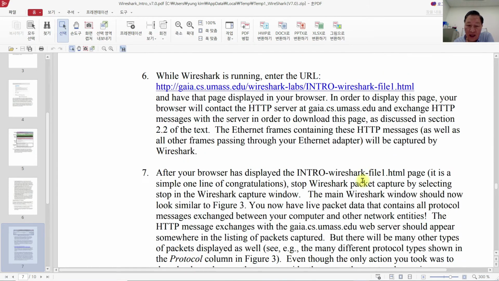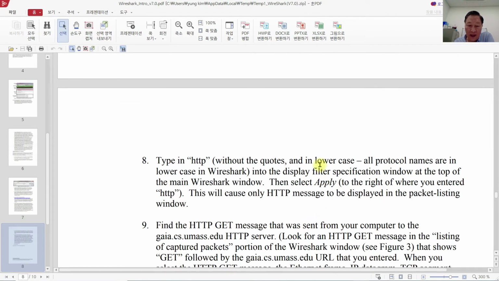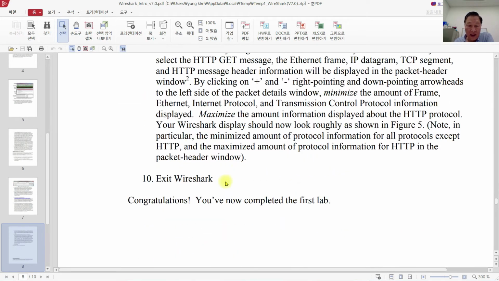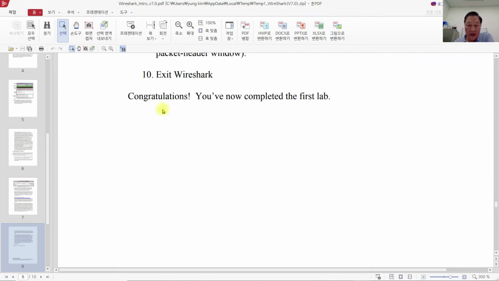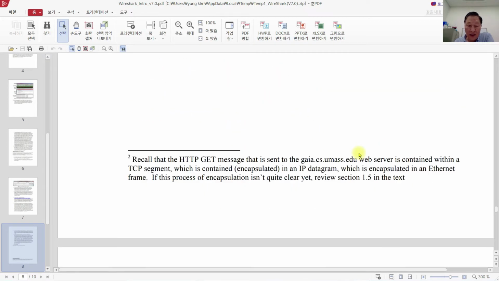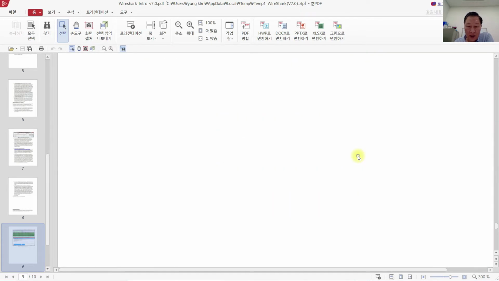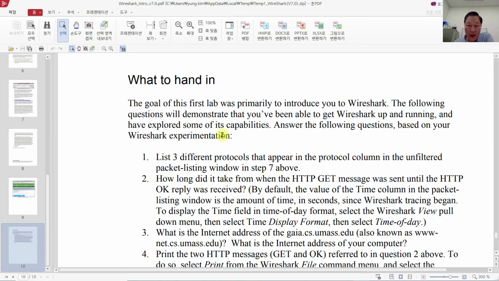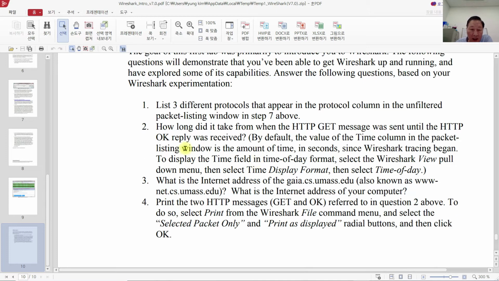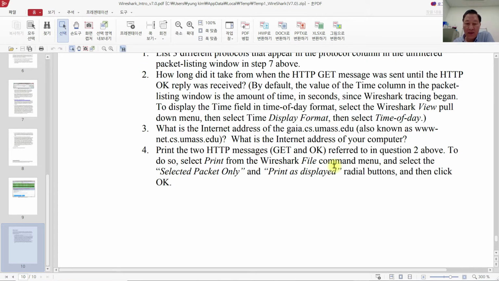Mainly you need to understand this fully. Then after learning up to here, this is the assignment. What to hand in? You should submit 1, 2, 3, 4. Those are the 4 questions, and you simply submit the answers for each one, and that is the first assignment.